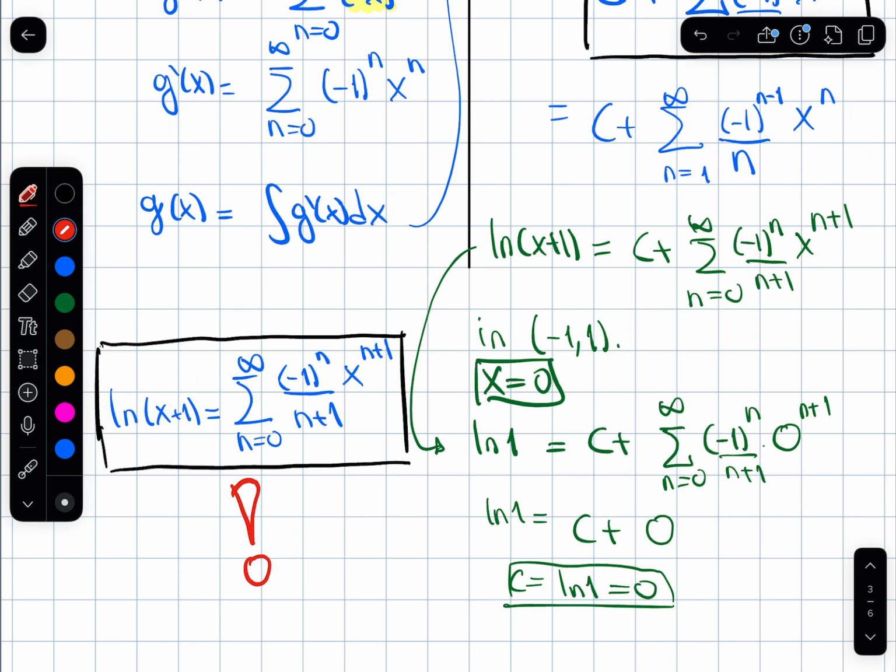Think of this as going back to Calculus 1 and having to have memorized the derivative of the logarithm or the derivative of the arctangent or something. This is kind of important to have memorized. No, we're not done. We found the series, but if you go back to the statement of the problem, we still need to find its interval of convergence. You see that?